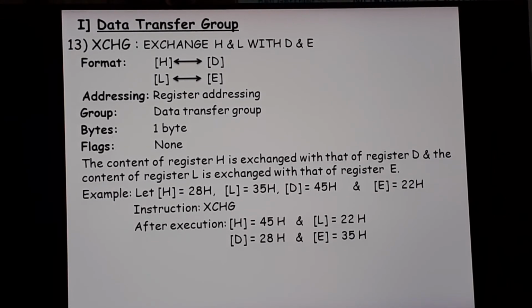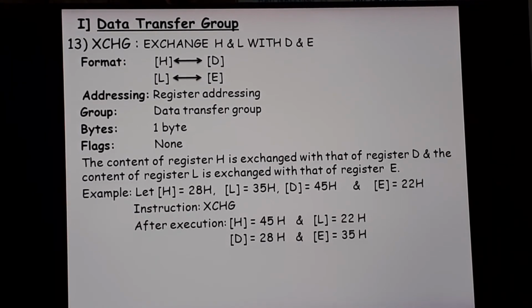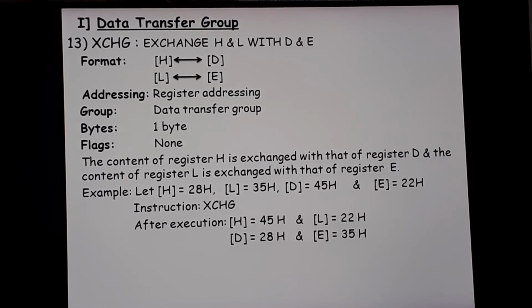Now the comment, that is the explanation. The content of the register H is exchanged with that of the register D, and the content of the register L is exchanged with that of the register E. Simple.